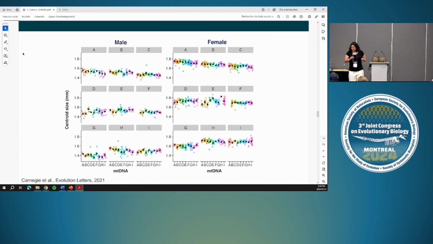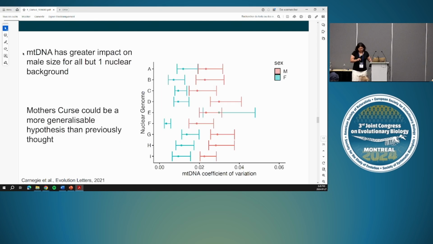So what we look for when testing mother's curse is the coefficient of variation, so how much variation is caused by the mitochondrial genome. If we group all the nuclear genomes and look for mitochondrial genetic variation, for most of them we find more mitochondrial genetic variation in males than in females, except for one. So it's not pervasive. Yes.